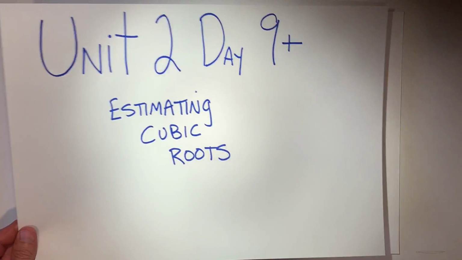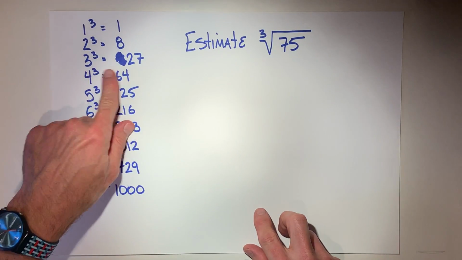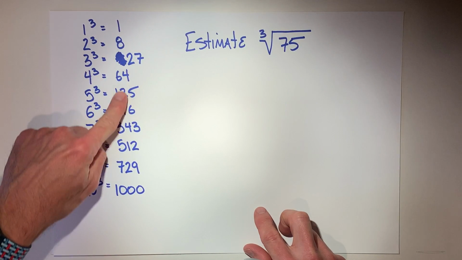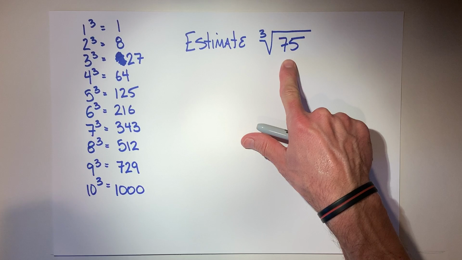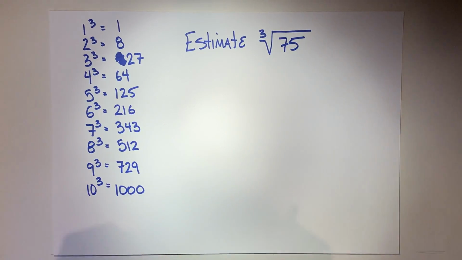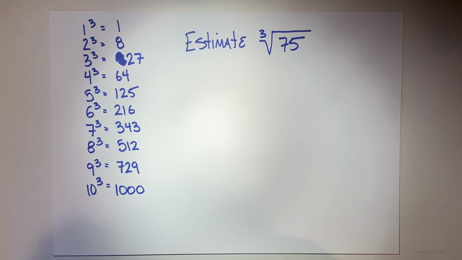This video will follow the exact same technique, which is to identify your perfect, in this example, cubes. You see I made a mistake there. So I've listed my first 10 perfect cubes. I have my question off to the side, and I'm going to demonstrate with one example only how to estimate an imperfect cube, which would be considered an irrational number.